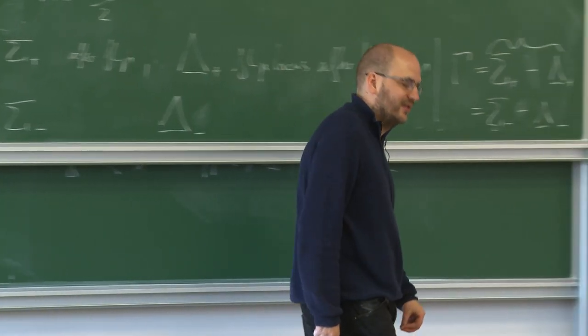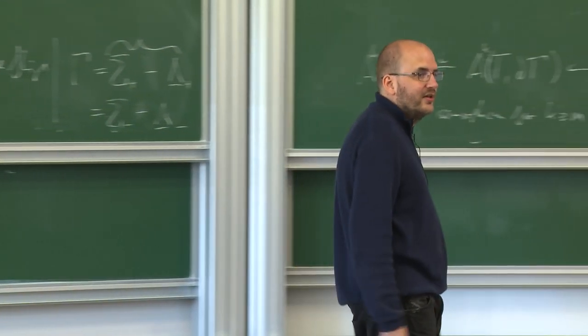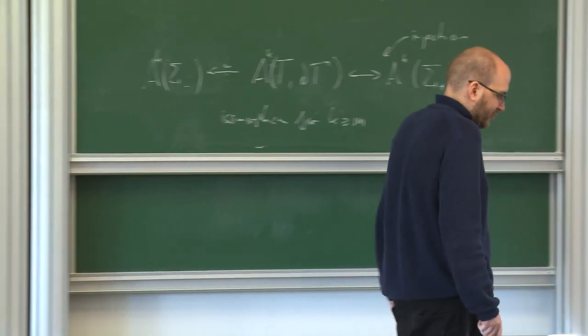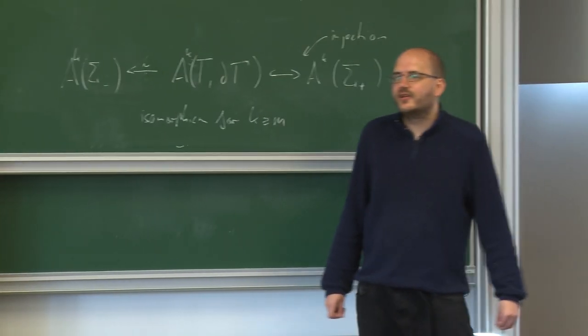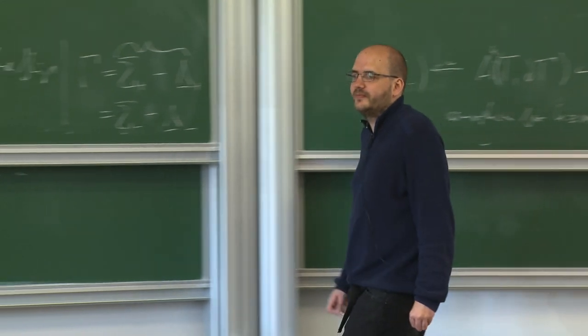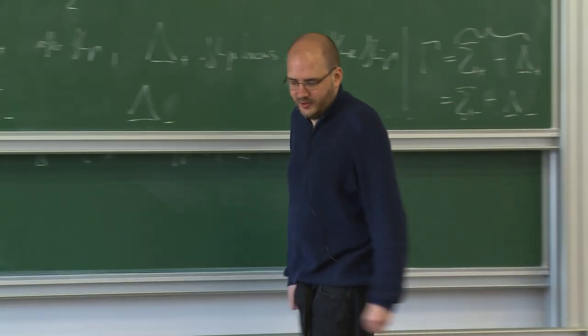You have a situation where you blow up a smooth subvariety and then you can blow down, get something else. So yeah, it's exactly the square. You kick up one diagonal and another diagonal. It's exactly the square again.